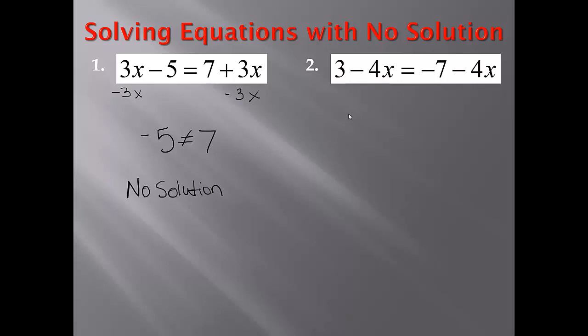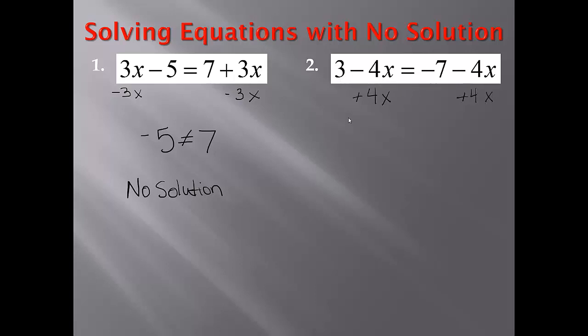Now for number 2, we have 3 minus 4x equals negative 7 minus 4x. So first we can go ahead and add 4x to both sides, so that way we can get rid of it on the left-hand side.